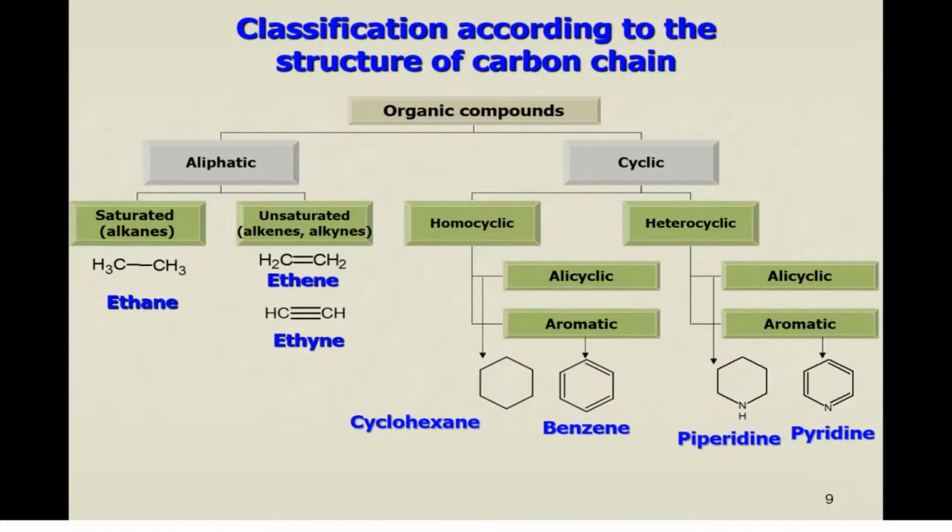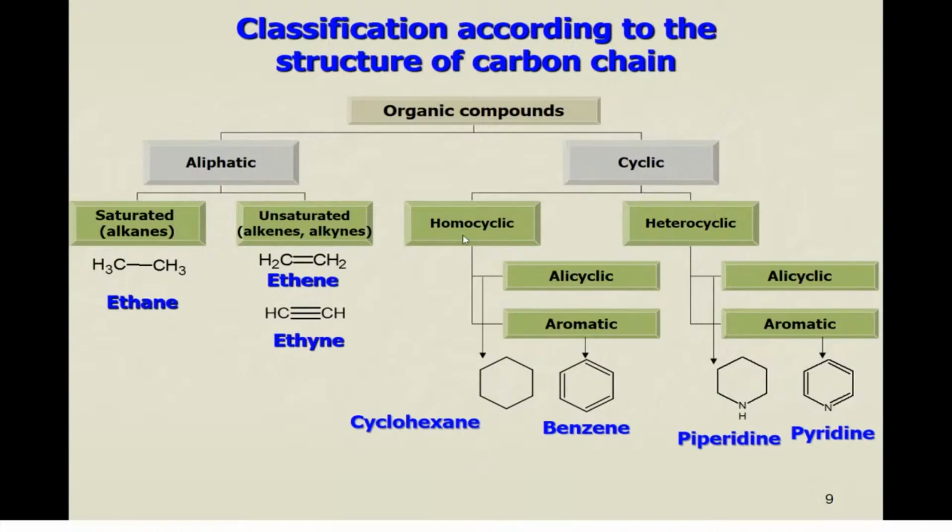Unsaturated alkenes and alkynes have proper suffixes, -ene for alkenes and -yne for alkynes. Cyclic compounds themselves can be divided according to what atoms form the cycle. Homocyclic means the ring is made by carbons only. Functional groups can be present, but the ring itself is made by carbons only. Heterocyclic compounds have, besides carbon in the ring, one or maybe a few heteroatoms, which can be mainly nitrogen, oxygen, or sulfur.